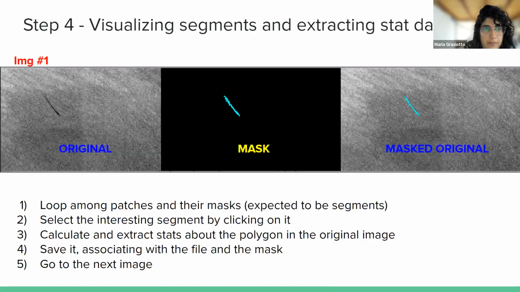For step 4, we are creating this visualization tool where we have the original image, just the mask, and then we can combine them together. With that, we can select the segment of interest by clicking on it, then calculate and extract the polygons and some statistics that will help us understand if it is oil or a lookalike, like no chlorophyll or lack of wind, for example.